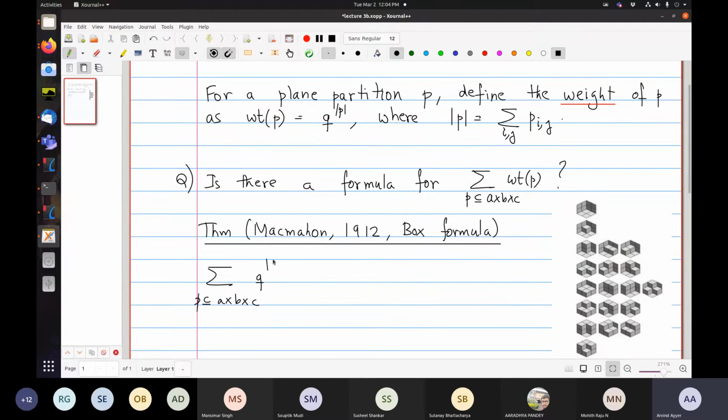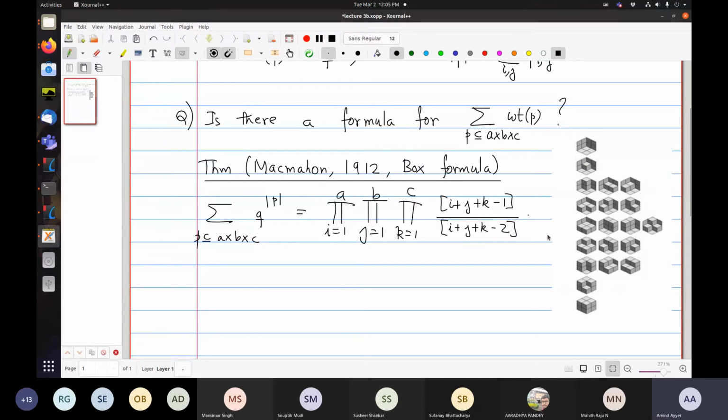Or I don't actually need to. So Q to the size of P is this amazing product formula: the product over I equals 1 to A, J equals 1 to B, K equals 1 to C of the Q number for I plus J plus K minus 1, divided by the Q number for I plus J plus K minus 2. There are other ways to write it, which are not so symmetric, involving just two products, but this is the nicest and most symmetric. And you see there is no problem because the denominator will not be 0, since the minimum value is 3 minus 2, which is 1. Okay, so this is called the box formula.